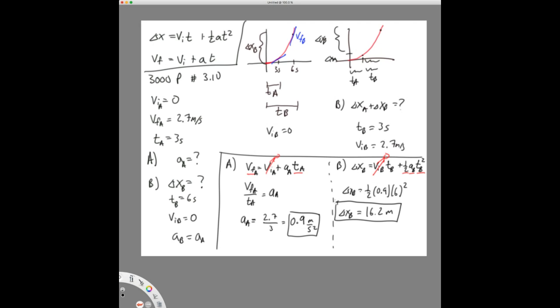So like I said, if you want to test yourself, you know the answers now, try this second method, thinking of TA and TB as each 3-second intervals and see what you can come up with. You should get the same answers. Okay? Any questions about any part of this?